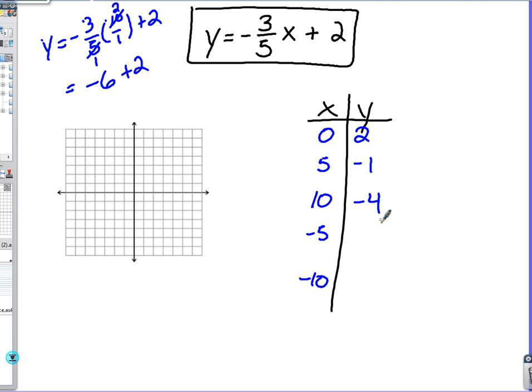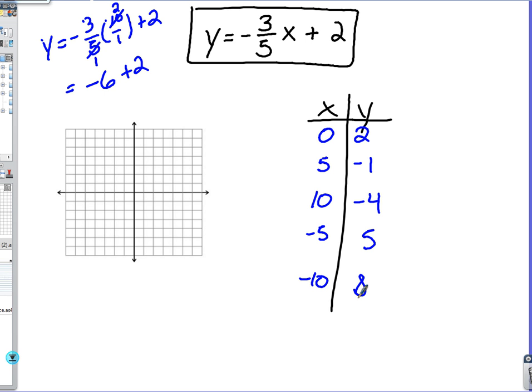When you plug in negative 5, I believe it would be 17. Or excuse me, scratch that. When you plug in negative 5, you're actually going to get 3 plus 2, which is 5. When you plug in negative 10, you're going to get 8.